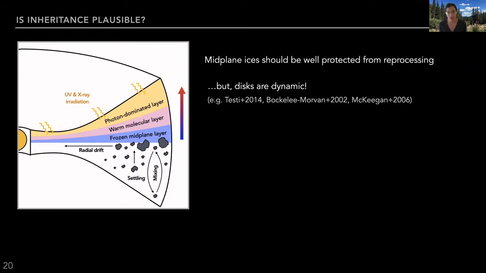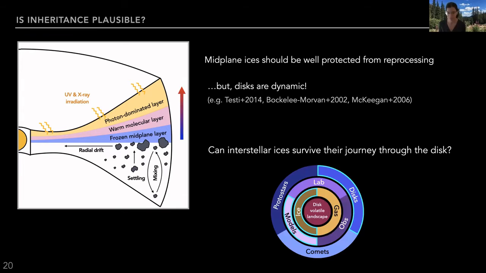On the other hand, we know that disks are dynamic objects. So we have processes like vertical mixing and settling, as well as radial drift that is redistributing material throughout the different radial and vertical zones of the disk. So given this dynamical context for disks, we're interested in understanding whether it's actually plausible that interstellar ices can survive their journey through the disk. And so for this, we're going to shift to thinking about models of ice chemistry in disks.